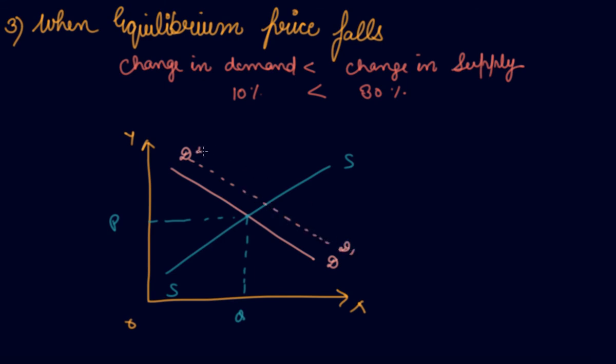D1. But there is a larger change in your supply, S1. The supply has changed more than the demand. So the increase in supply is more than the increase in demand. So this is your quantity Q1, and this ultimately reduces the equilibrium price from P to P1.